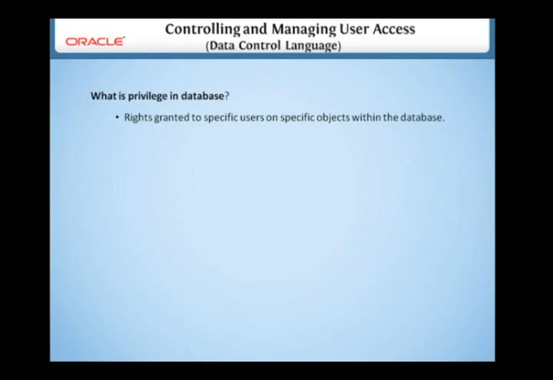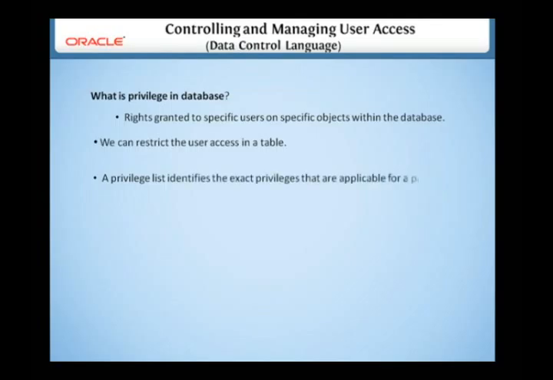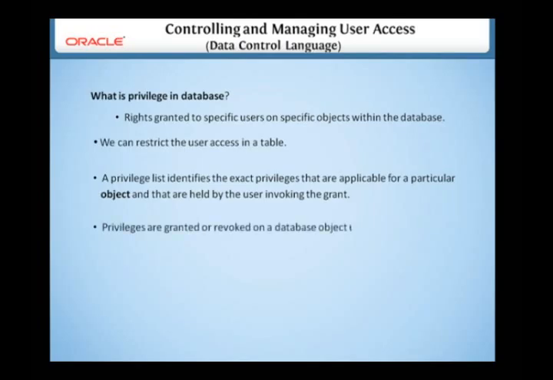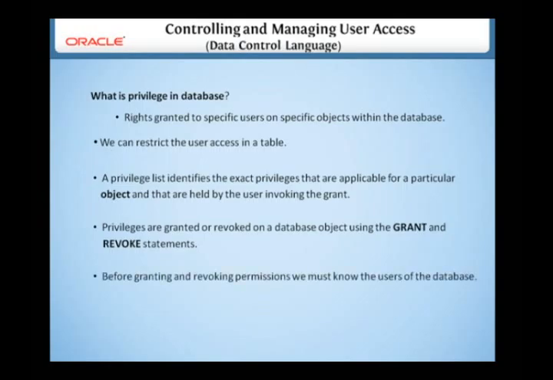Using DCL, we can restrict the user's access in a table. A privilege list identifies the exact privileges that are applicable for a particular object and that are held by the user invoking the grant. Privileges are granted or revoked on the database object using the grant and revoke statements. Before granting and revoking permissions, we must know the users of the database. Here we will see the different users of the database.